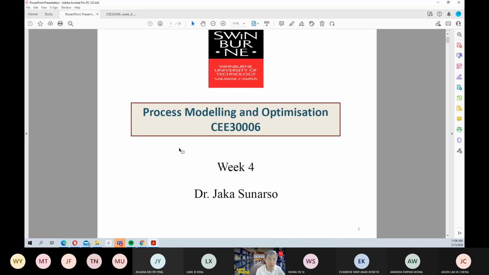We have passed basically a quarter of our unit already. So this is the fourth week of the process modeling and optimization. In the first week we overviewed the introductions, and then in the second week we developed the distributed lumped model. And then in the third week we came into the first part of the steady-state lumped model.